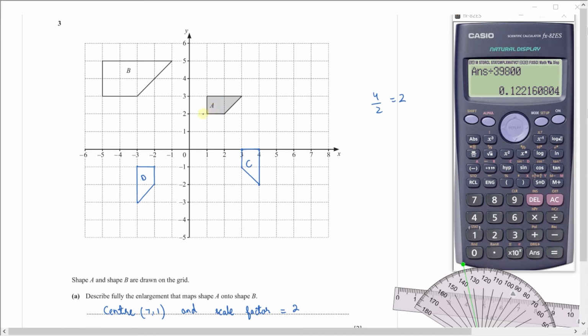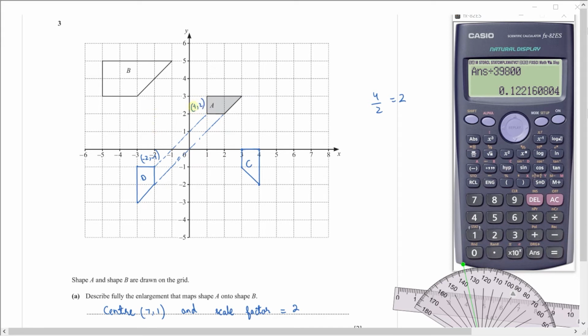Now we have to find the line of reflection, and to do that I will join two corresponding points. So this point is mapped onto this point. If I join them with a straight line like this, and this point is mapped onto this point, if I join them with a straight line like this, now I need to calculate the midpoint of these two lines. So this has coordinates (-2, -1) and this one is (1, 2).